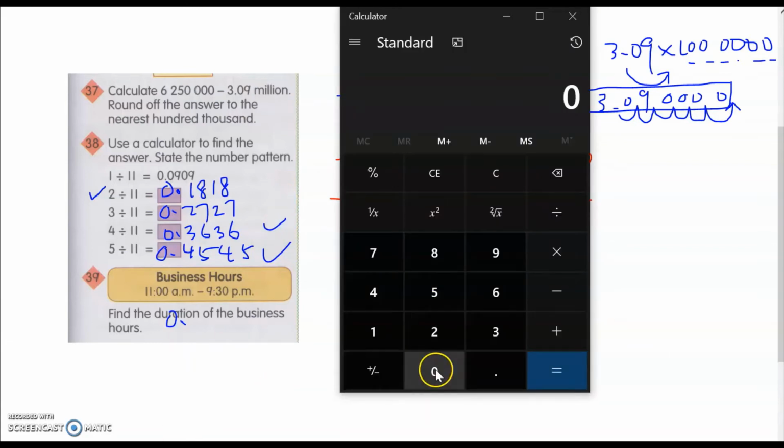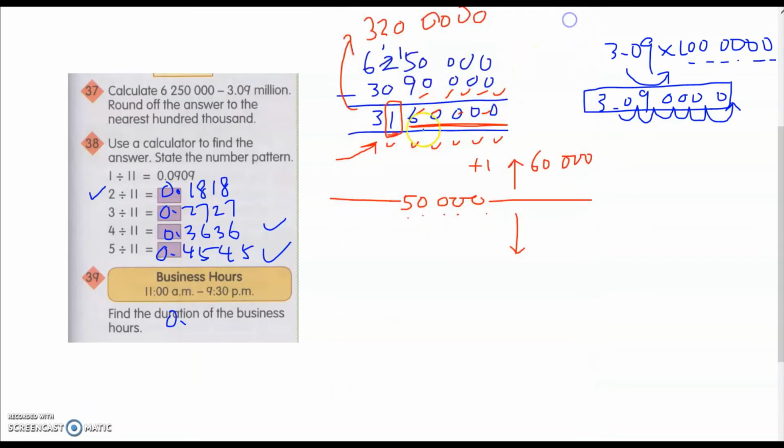Okay, so 0.4545, if we minus 0.3636, what do we get? 0.0909. And then you check again, 0.3636, you minus another smaller one, 0.2727, you also get 0.0909. So the pattern is we plus 0.0909. That is the pattern.